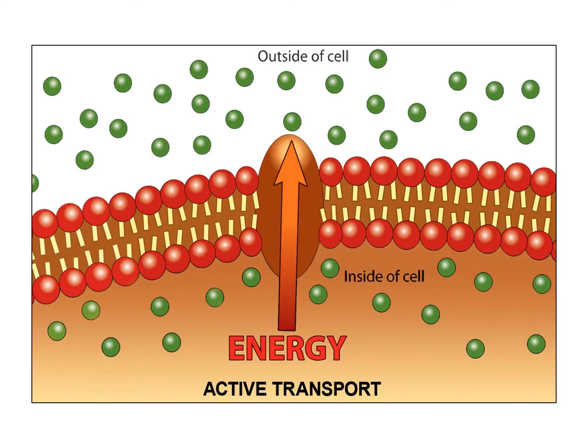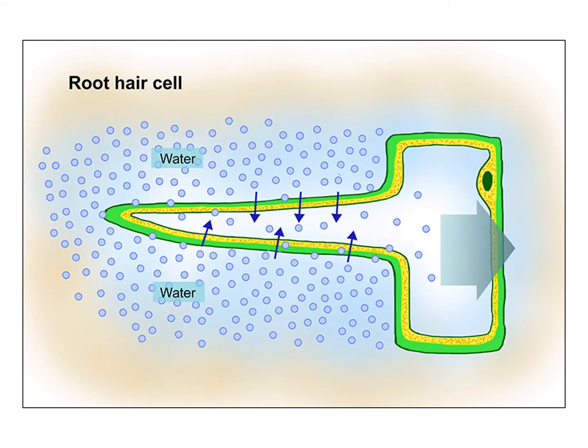The final mechanism by which substances enter and leave the cell is active transport. Active transport describes the movement of substances from a low concentration to a high concentration. In other words, it occurs in the opposite direction to diffusion. Because this process involves the movement of substances against a concentration gradient, it requires energy from respiration in order to power it. One example of active transport occurs in the root hair cells of plants.